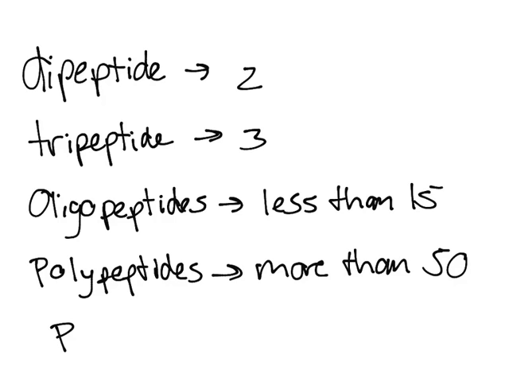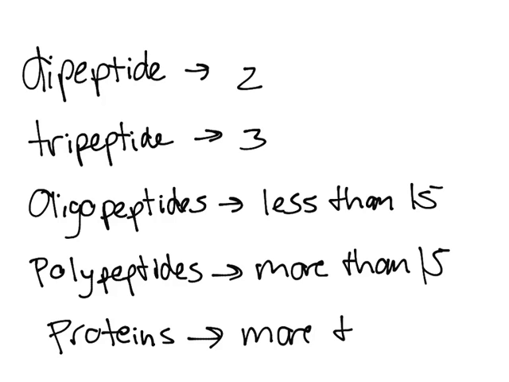And then proteins have more than 15. That should be a 15. And then proteins have more than 50. And so proteins can actually consist of more than one polypeptide, but we'll talk about that in a future video.